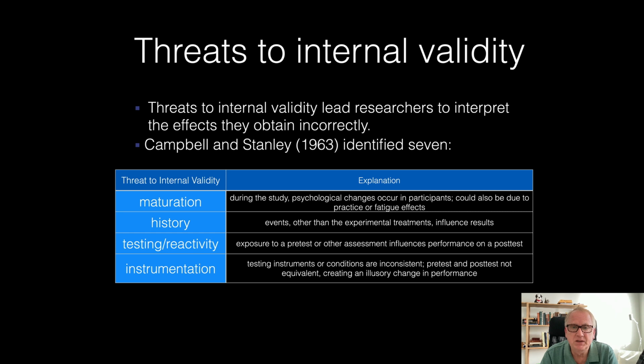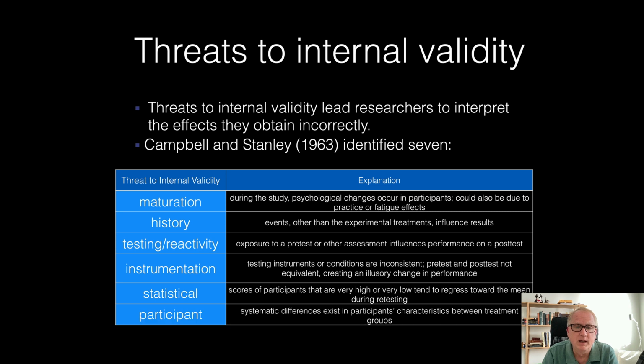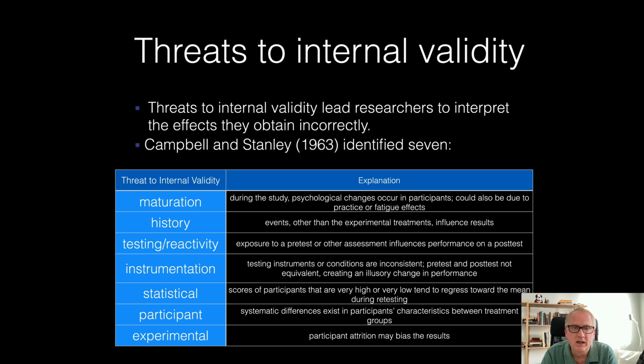Instrumentation is testing instruments or conditions being inconsistent. For instance, the pretest and the post-test are not equivalent, therefore creating an illusory change in the performance. Then we have statistical threat to internal validity. This is where the scores of the participants are very high or very low, and they'll tend to regress towards what's called the statistical mean during retesting. Then we have participant threat to internal validity, which is when we have systematic differences that exist in the participants' characteristics between the two treatment groups. And finally, something that's called experimental threat to internal validity, where we get some sort of attrition that could bias the results.